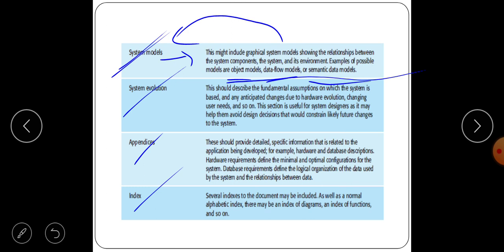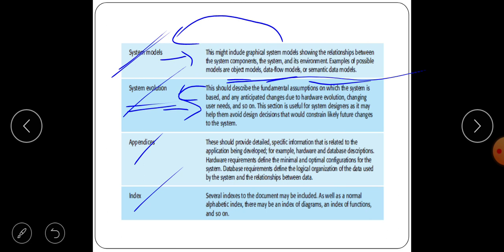Next one is system evolution. What does this system evolution chapter contain? This should describe the fundamental assumptions on which the system is based and any anticipated changes due to hardware evolution, changing user needs, and so on. Nothing but in this chapter it's going to describe on what basis we are making changes, that means updation things will be presented in this system evolution chapter.